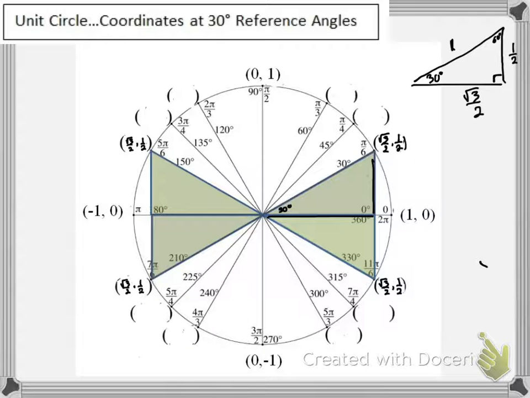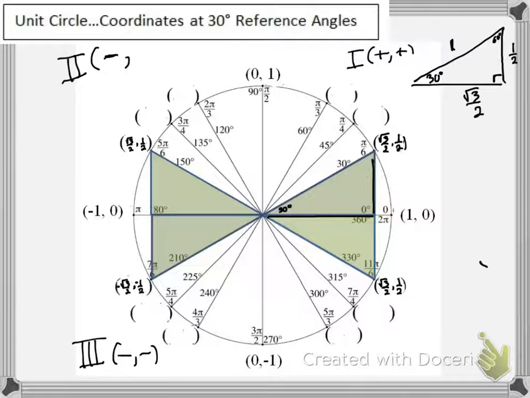In quadrant 1, everything's positive. In quadrant 3, because that's the next easiest one, everything's negative. So I'll have to put a negative on my root 3 over 2 and a negative on my 1/2. In quadrant 2 up here, my x's are going left, so my x's are negative, but my y's are still going up, so they're positive.